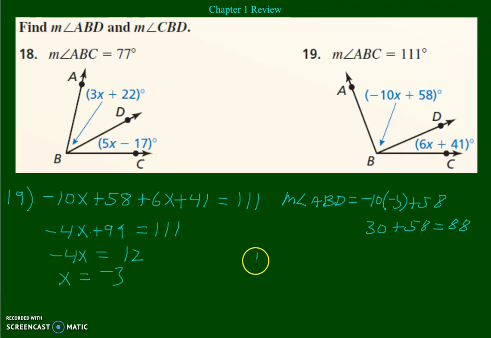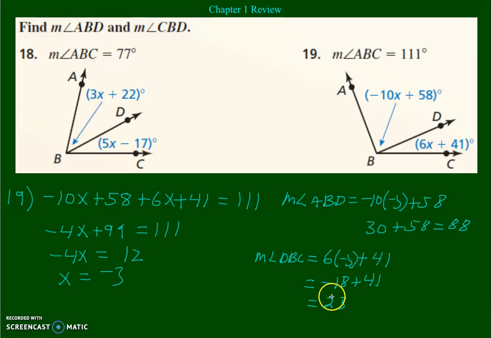And now the measure of angle DBC equals 6 times negative 3, which is our x value from here, plus 41. Negative 3 times 6 is negative 18 plus 41, which is 23. So our two angle measures are 88 and 23.